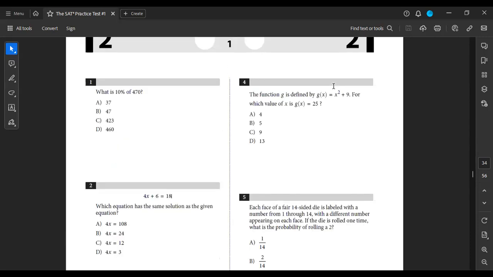Let's look at our question. The function g is defined by g of x.